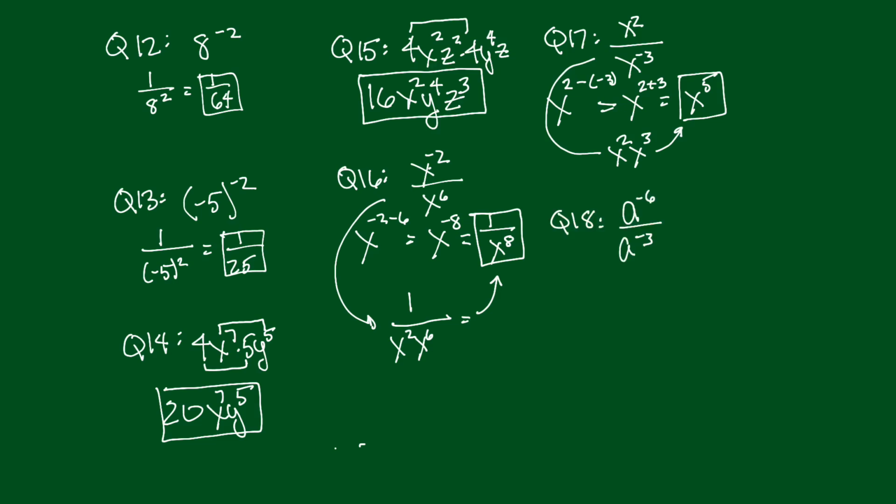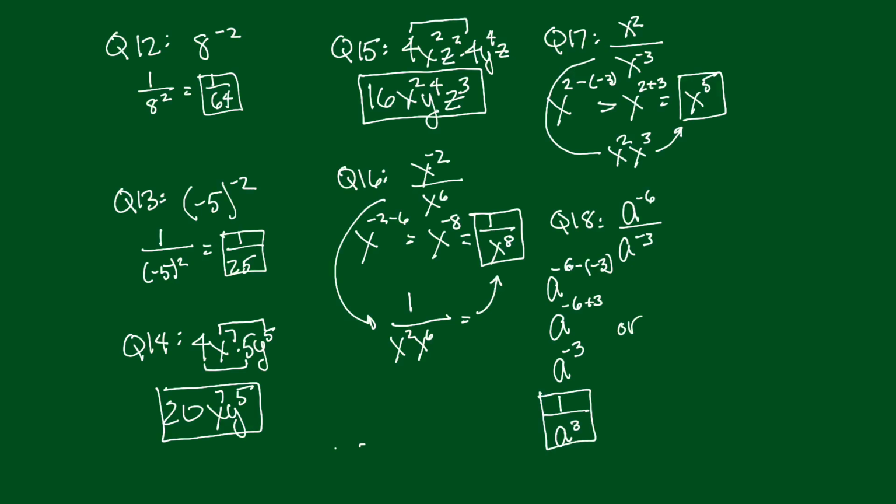Now in 18, here's one way to do this. I see a division, I could just do a subtraction of exponents, getting a to the negative 6 minus the negative 3, right? See it? Top exponent minus bottom exponent. This gives me a to the negative 6 plus 3. That gives me a to the negative 3. Now, eliminate that negative exponent, change it to a positive by dropping that a into the denominator, a to the positive 3, 1 over a cubed.